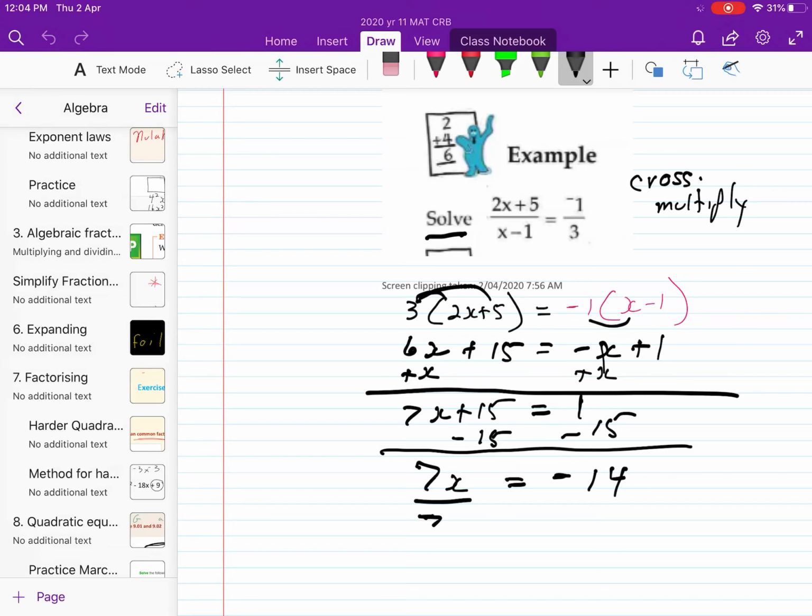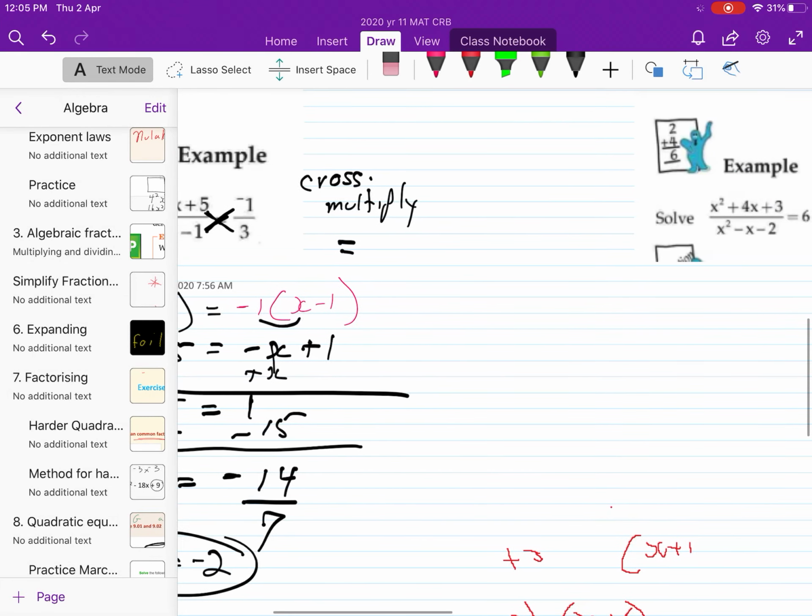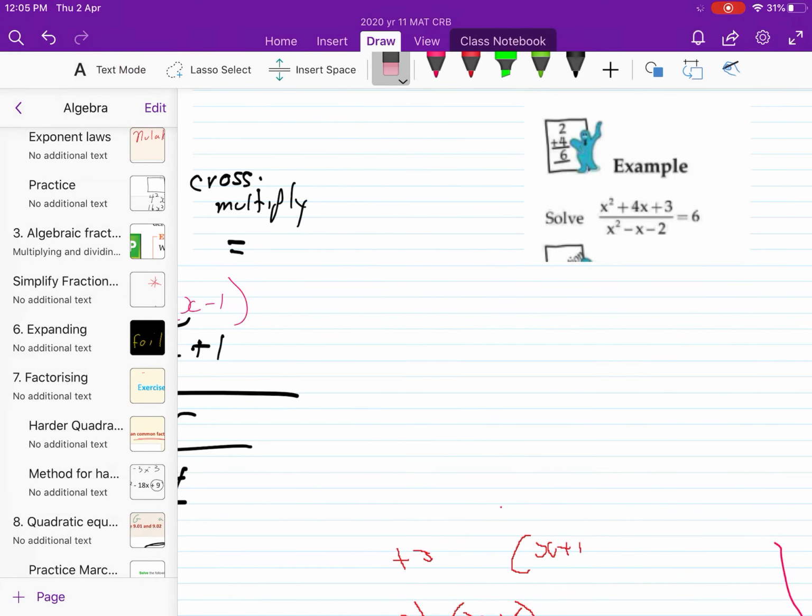And then the last thing is just to divide by the 7, so I can get the 7's to go away, and I'm left with x is equal to negative 2. Solution, solved for x. So cross multiplying. Take the diagonals, multiply them together, hit the equal sign, then cross multiply the other diagonal, and then solve it as just a straightforward, simple linear equation.